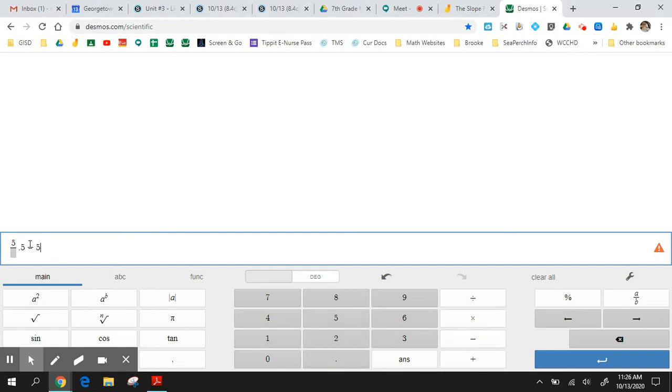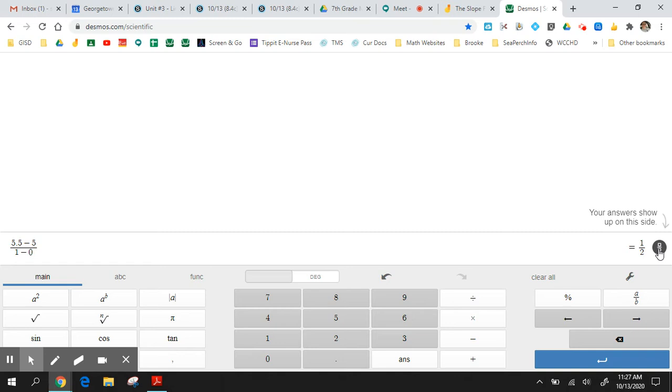Minus 5. Ooh, what did it do? Let me delete all that. Start again. 5.5 minus 5, and then it was 1 minus 0. And over here it gives you 0.5. Now remember, you can change it to a fraction.